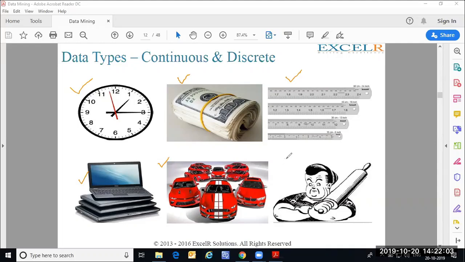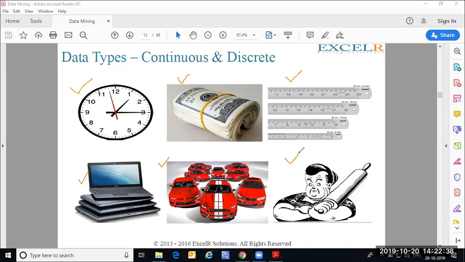And how about this? Anybody married? Angry wife with something in her hand. What is the husband going to get? The beatings, right? Can I represent the beatings in decimals? No, right? It has to be a whole number, irrespective of the intensity that's being applied.